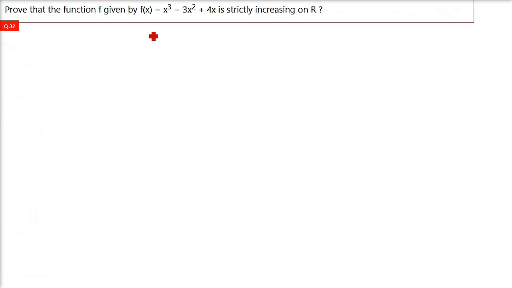Prove that the given function is strictly increasing on R. That is, f dash x should be greater than 0. We are talking about real numbers. So again, a very straightforward question. Just take the differentiation here. This will be 3x square minus 6x plus 4.